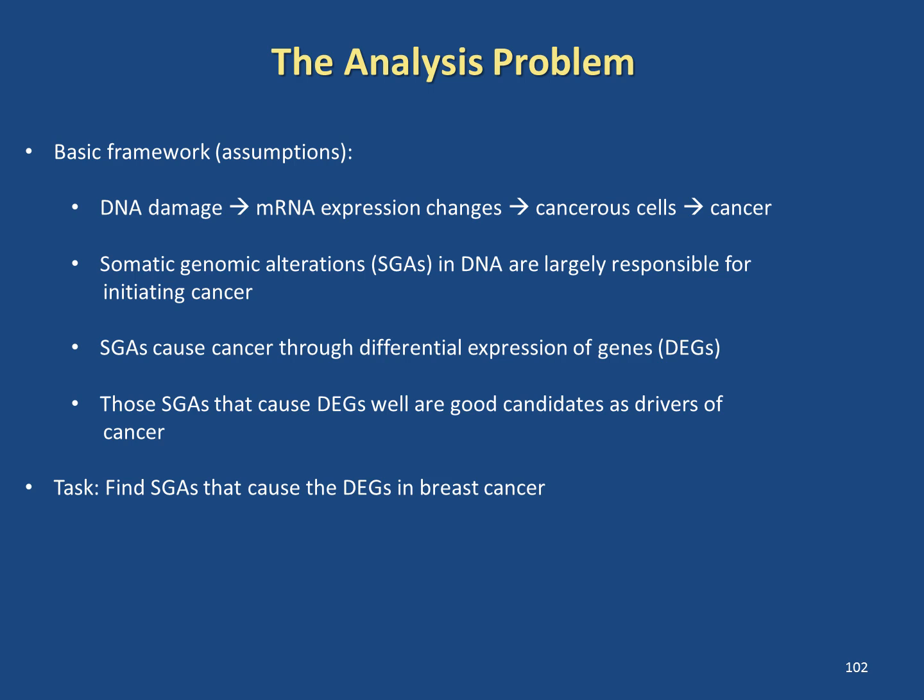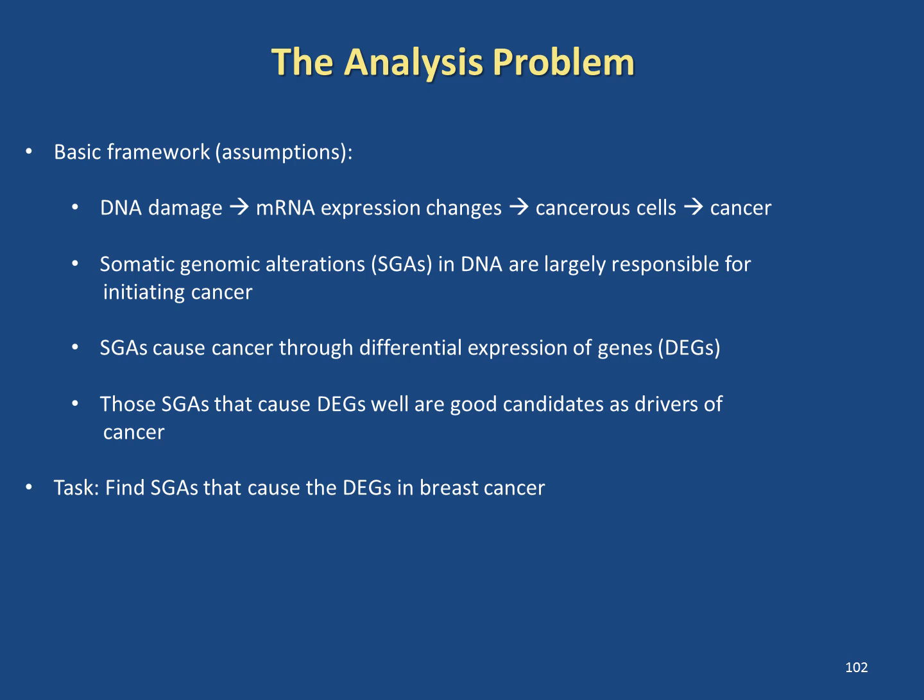And so in terms of the analysis problem that I wanted to talk about, the basic idea is that we've got damage in the DNA leading to expression changes. Those expression changes then drive the cells to behave in cancerous ways, leading to clinical cancer. So the somatic genomic alterations in the DNA are largely responsible for initiating cancer, and the SGAs cause cancer through the differential expression of genes, or DEGs. And those SGAs that cause DEGs, often and strongly, are good candidates as drivers for cancer.